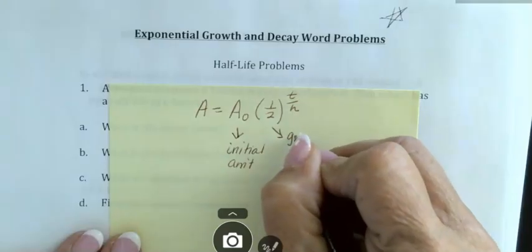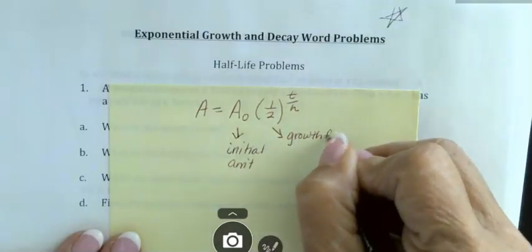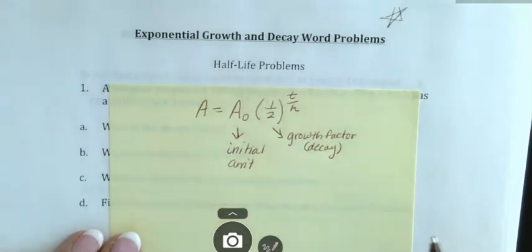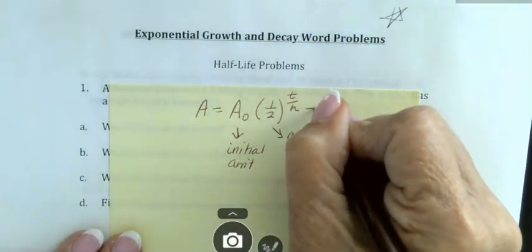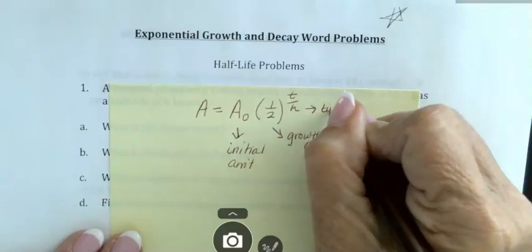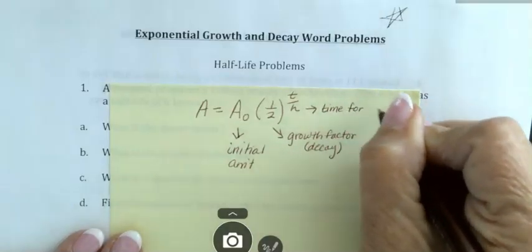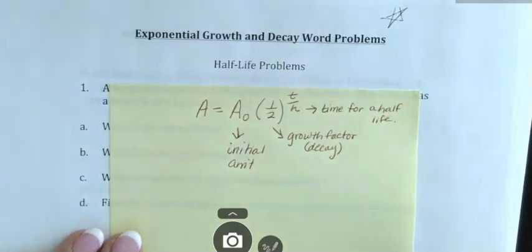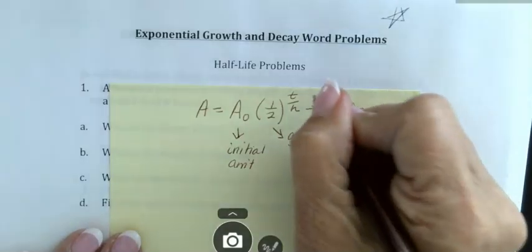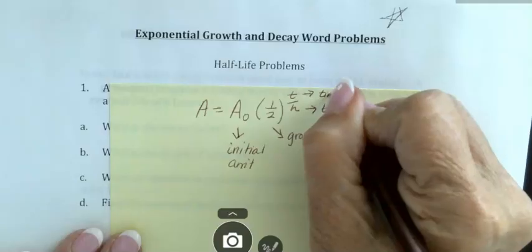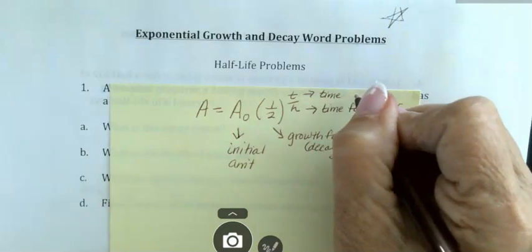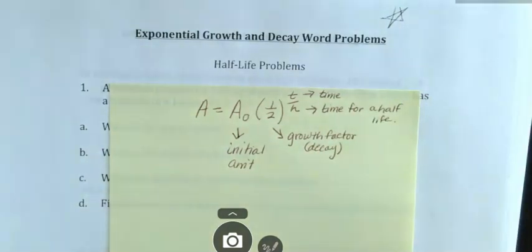This is your growth factor. In this case, it is a decay. Okay, and this here is your time for a half-life. So in other words, if they tell you a half-life is 6 hours, then that's what would go there. This is the time that we're talking about. So the given time that you're talking about, so whether it's over 100 years or whatever, okay?